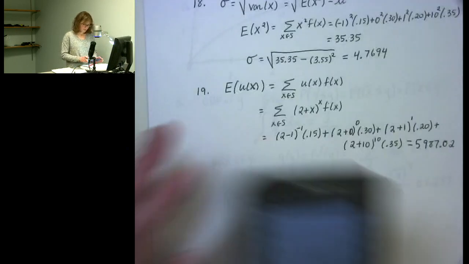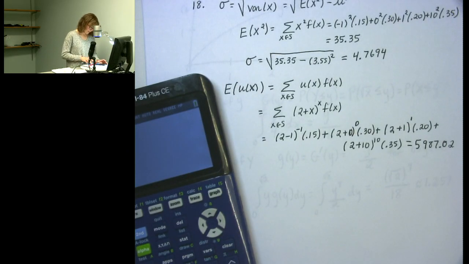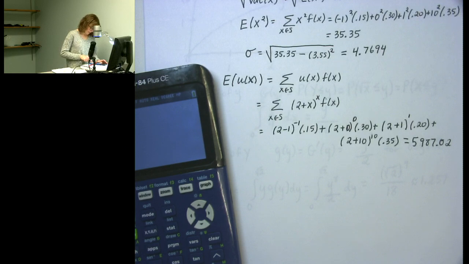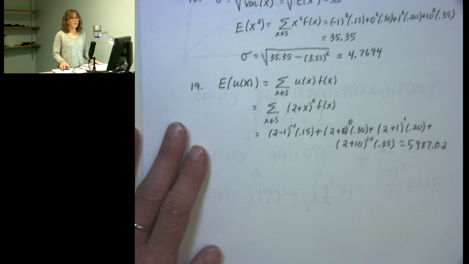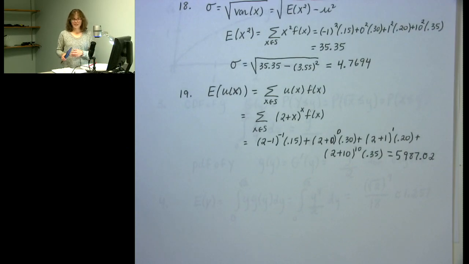Let me just double check myself one time. Yep. Okay. Just wanted to double check it before I had a bunch of mistakes. Okay, there we go. So that's how we found the expected value of a function of x. In this case, the function was 2 plus x to the x power, but the same principle would apply to any function of x.